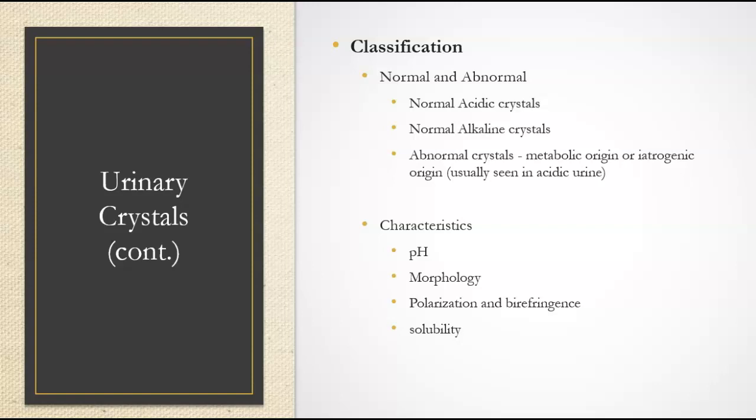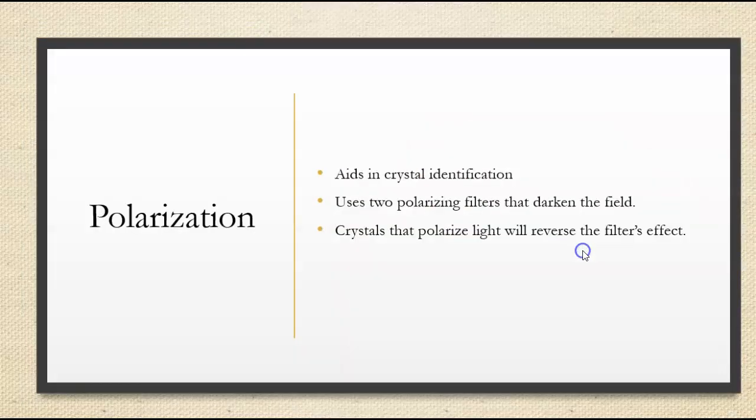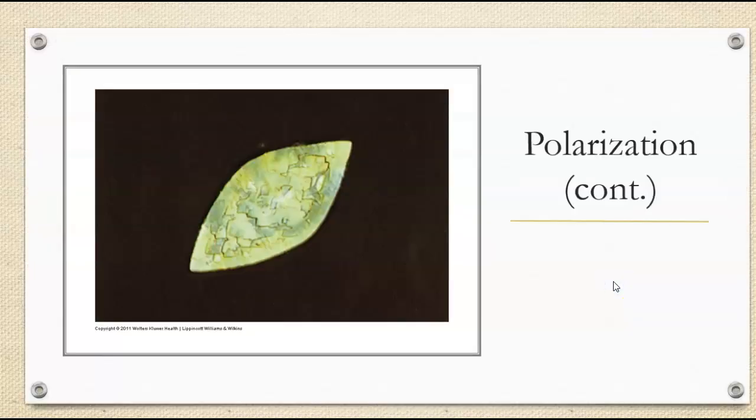The characteristics we're going to look at on crystals are the pH, the morphology, the polarization and birefringence, and the solubility. The polarization will help in crystal identification, and we can use two polarizing filters that will darken the field. Crystals will polarize the light, and that polarized light will reverse the filter's effect. This is not something that we commonly or routinely do in the lab, simply because most of the crystals we can identify on site. This is an example of polarized light on a uric acid crystal, which is that typical lemon or football shape.